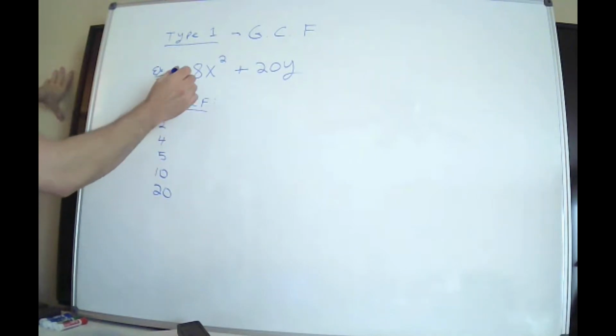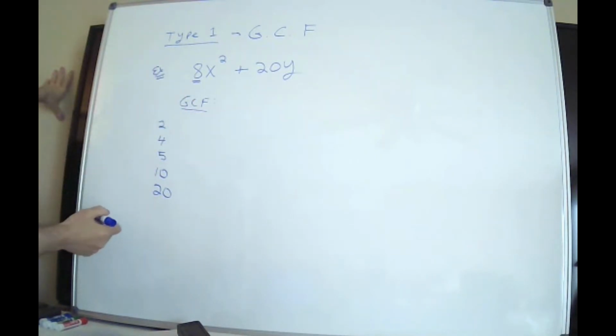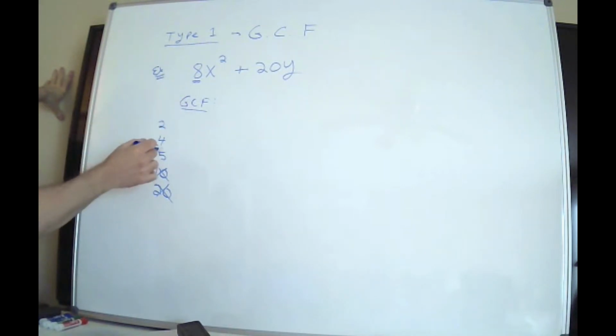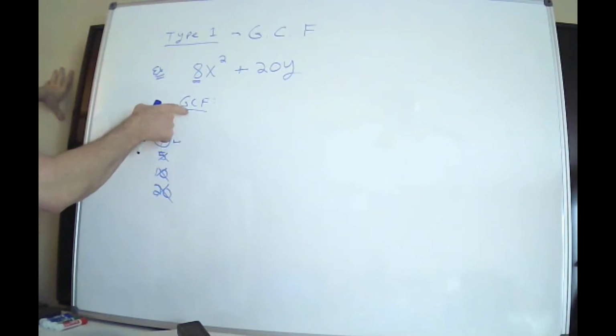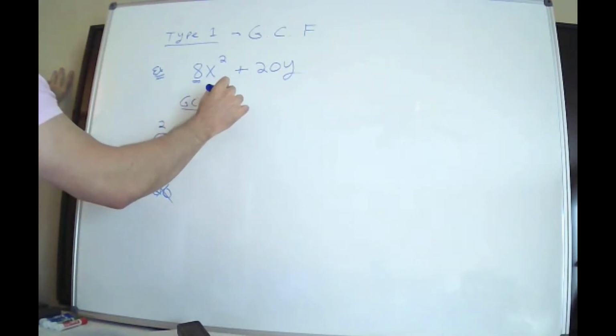Now I'm going to start checking them against this one and figure out the biggest one that divides it. Obviously, I could cross these two out. There's no way you're going to divide 8 by 10. You can't divide 8 by 5 either. You can divide 8 by 2 and 4, but 4 is the bigger. Remember, you're looking for the greatest common factor. So I can divide away a 4.